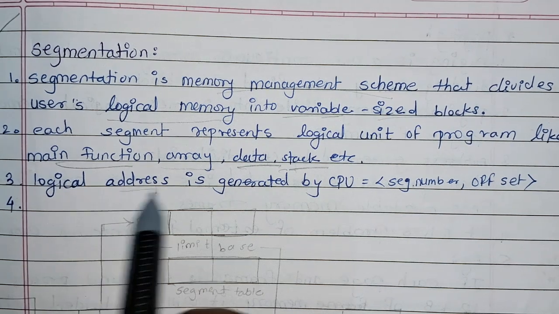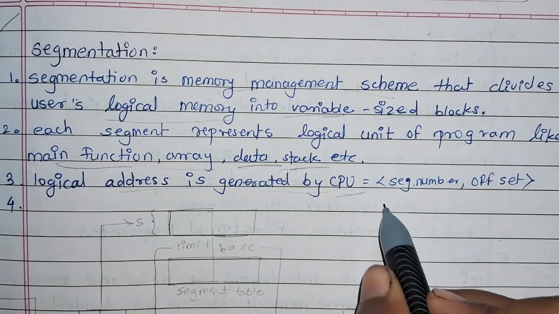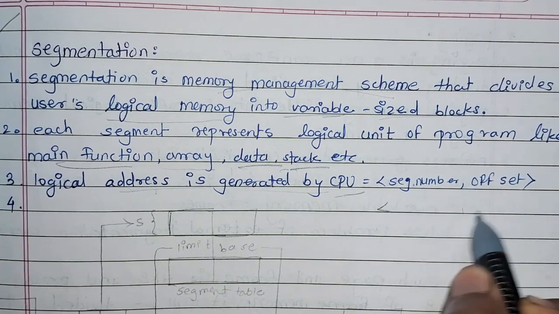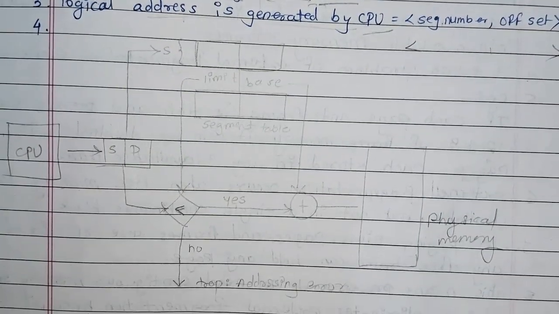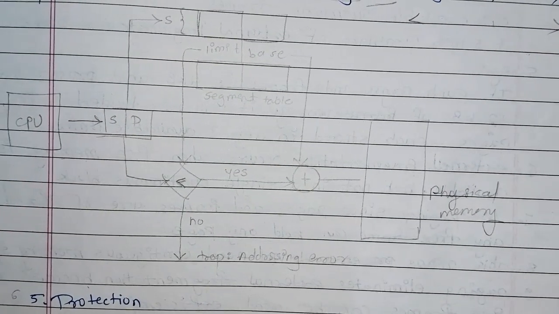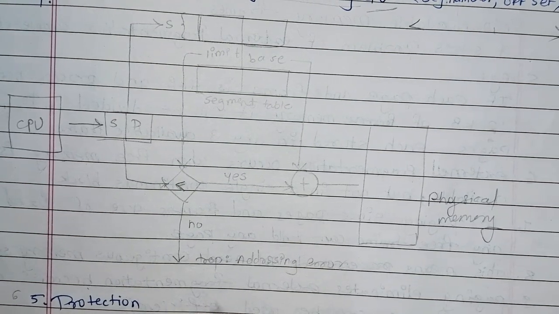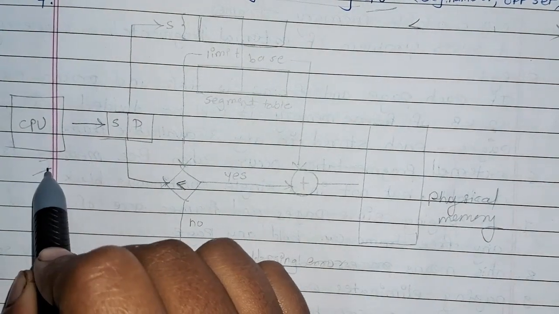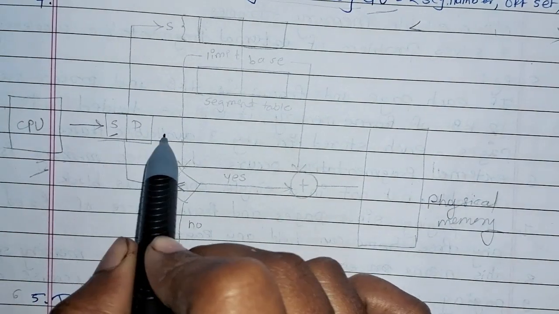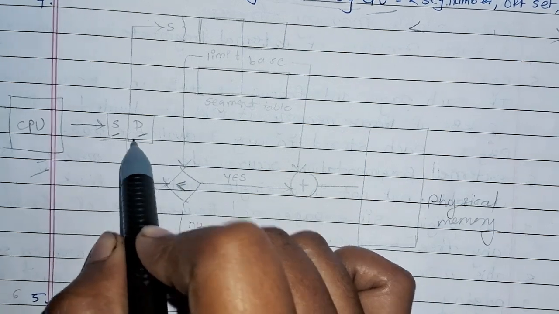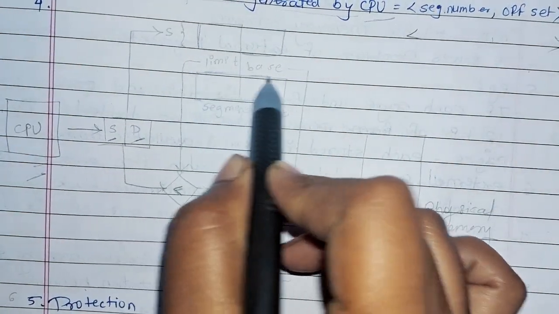Logical address is generated by the CPU where segment number and offsets. And this is the diagram. Diagram is very important. Okay, CPU, S is a segment number, D is a offsets. So segment में basis limit होता है.